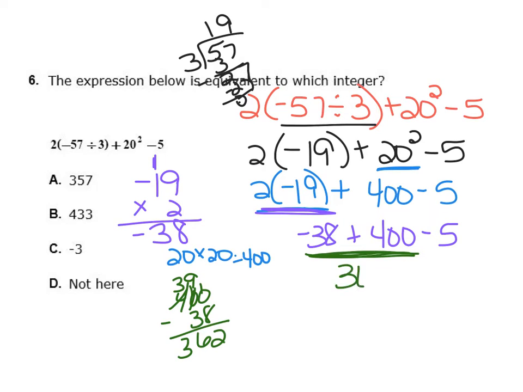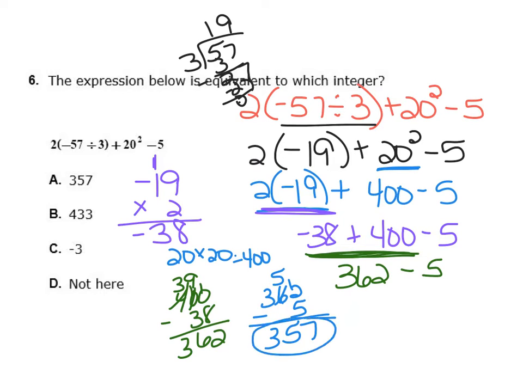So I have 362 minus 5. Now we're going to finish this off with 362 minus 5, because it's a minus 5, so we're subtracting. Again, we're going to regroup. So 12 minus 5 is 7, 5 minus 0 is 5, and 3 minus 0 is 3. So my answer is letter A.